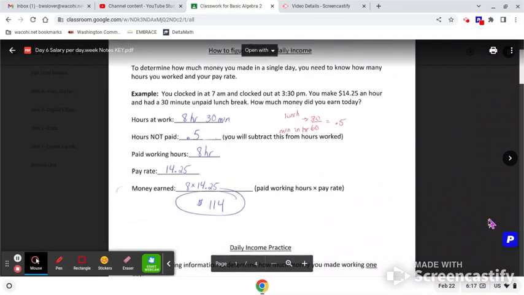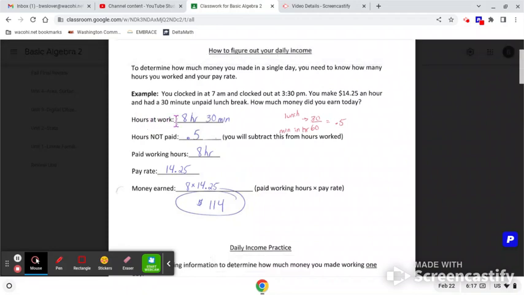Now, some of this may be extra. You may not need to write out how many hours you're at work, how many hours you don't get paid, how many hours you worked, what's your pay rate. You may not need all of those. That's just me trying to guide you to get the correct answer, the steps that you need in order to be successful.